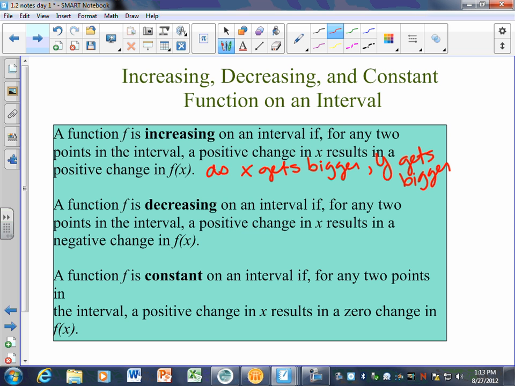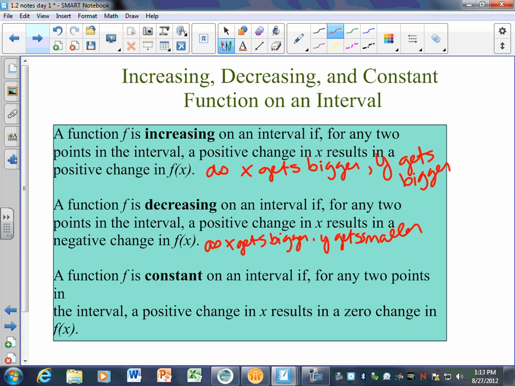Or if you're thinking about walking on your graph from left to right, it would be like walking up the graph. A decreasing function, again, we can define it very mathematically. A positive change in x results in a negative change in y, or f of x. Or, as x gets bigger, y gets smaller.